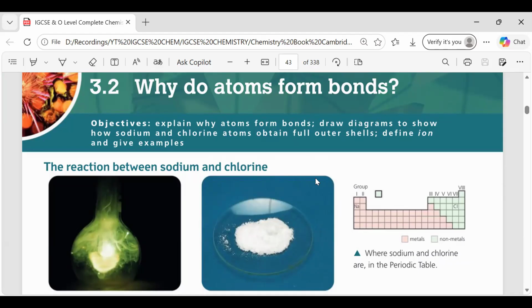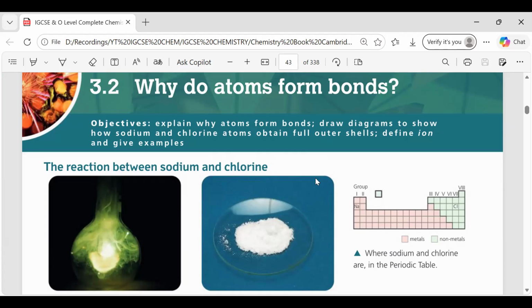Duplet rule means an element can lose or gain electrons to make its valence shell have two electrons. To fulfill two electrons in the valence shell, an element can gain or lose electrons. That is known as the duplet rule. And if we talk about the octet rule, it means to fulfill eight electrons in the valence shell, whether by losing electrons or by gaining electrons.